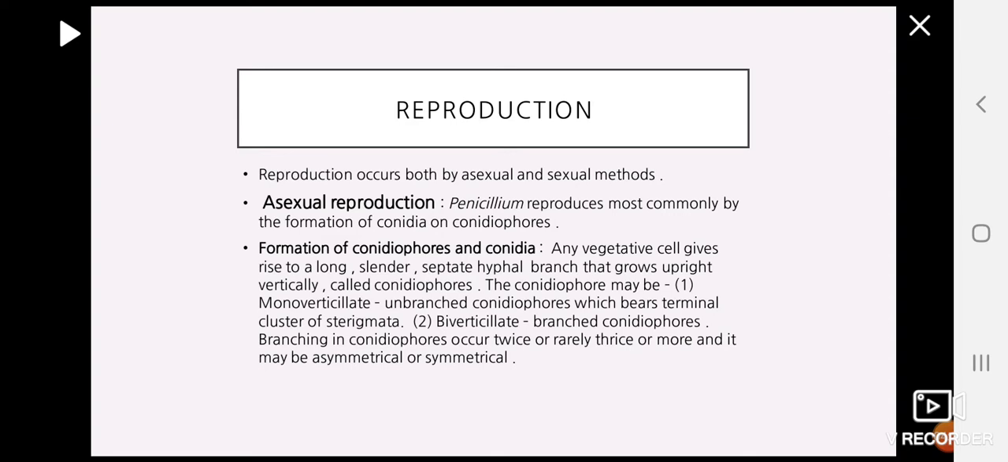Now we'll discuss the reproduction. In Penicillium, reproduction occurs by both methods, asexual and sexual. First of all, we'll discuss the asexual reproduction, and this takes place by the formation of conidia on the conidiophores. Now we'll discuss the formation of conidiophores and the conidia.